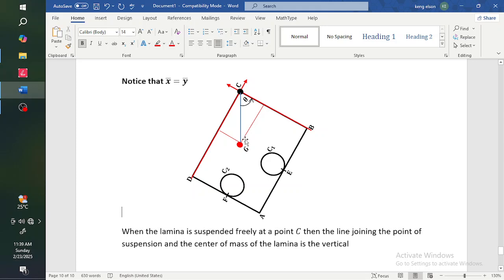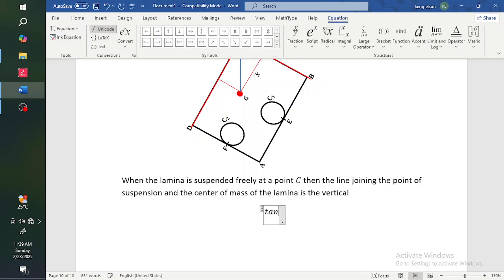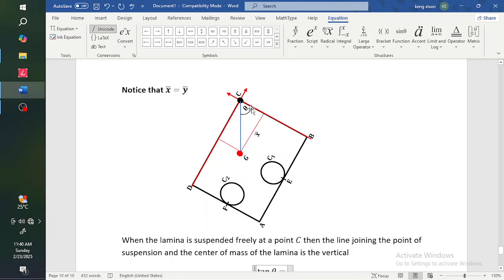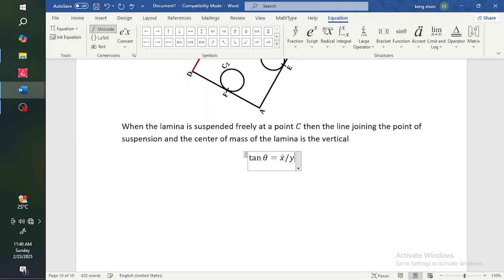Now the distance from G to BC is x bar. We found it already. So this little guy here is just x bar. Now if we take tan theta, we need the tangent of the angle. What will be tan theta in this right angle triangle? It is opposite, which is x bar, over adjacent. Adjacent is this distance here, and we know that this distance is y bar. This vertical distance here is y bar. So tan theta is equal to x bar divided by y bar.